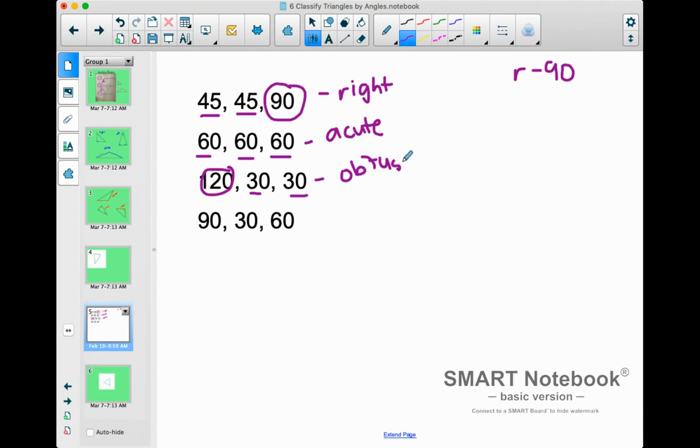And if we take a look at the last one, I have one angle that is 90 degrees, one angle that is 30 degrees, and one angle that is 60 degrees. Because I have a 90-degree angle, this means that this would also be a right triangle. So this is how you classify triangles by their angles, the measurements of each angle.